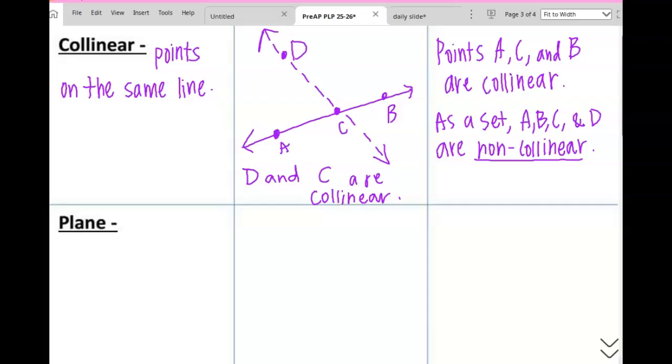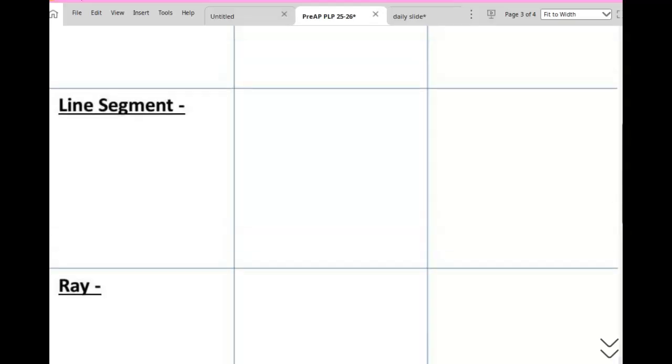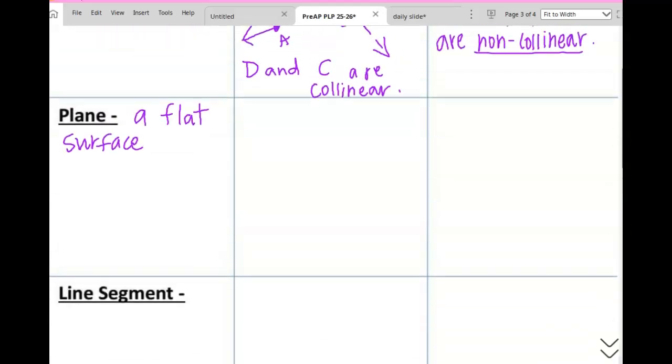Alright, a plane. P-L-A-N-E. Not an airplane, just a plane. A plane is a flat surface. When we define terms in geometry, it's very tricky because you have to be specific and it has to be true forever for all things. But a plane has undefined thickness.